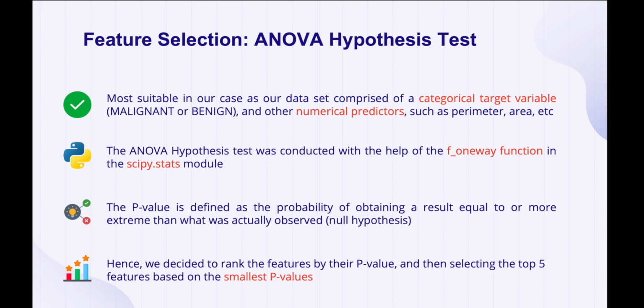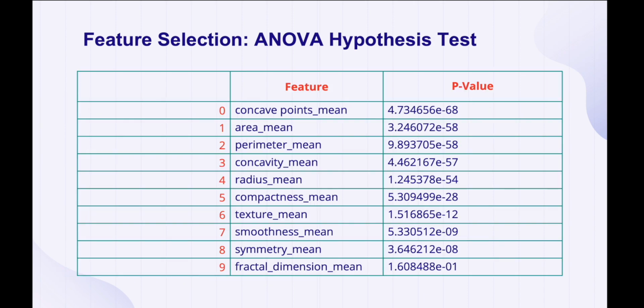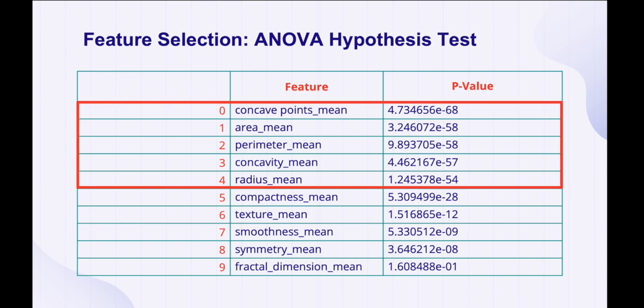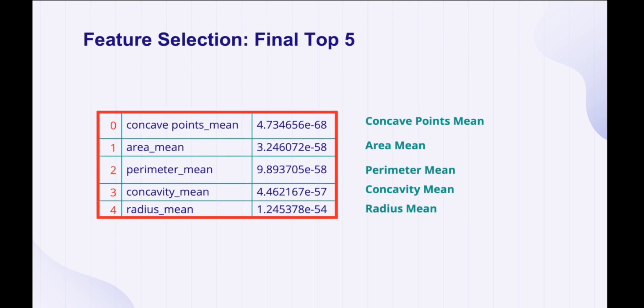In order to confirm these results, we performed an ANOVA hypothesis test using the SciPy-Stats model. Now, the p-value is defined as the probability of obtaining a result equal to or more extreme than what was actually observed. And thus, by running this ANOVA hypothesis test, we chose to rank the top 5 features based on the smallest p-values obtained. These are the results we got, and the smallest 5 are indexed 0 to 4. Interestingly enough, these 5 results correspond with the top 5 selected earlier, and therefore, this will be our final 5 predictors for this project.